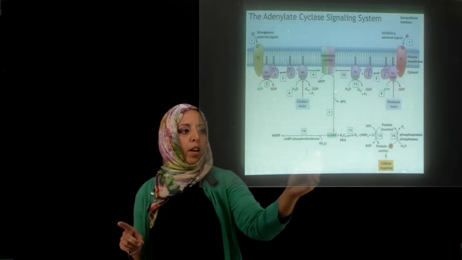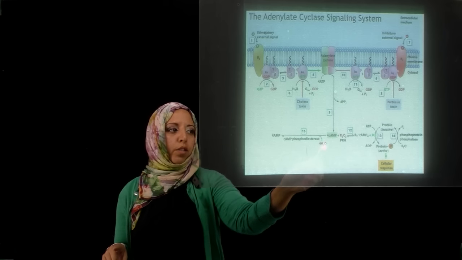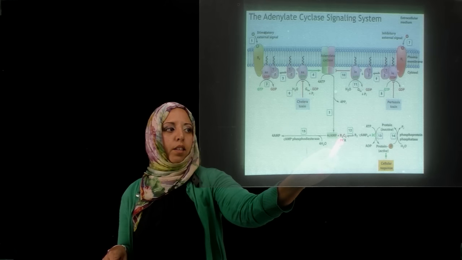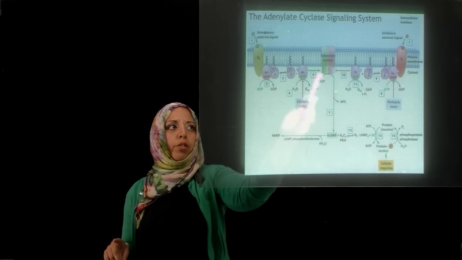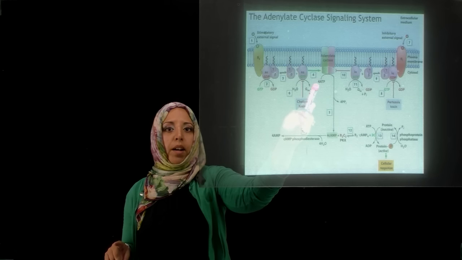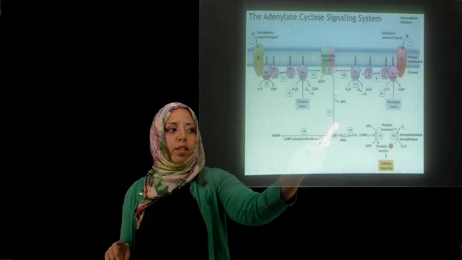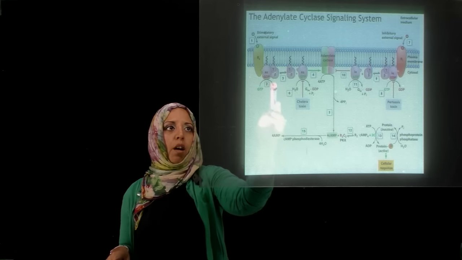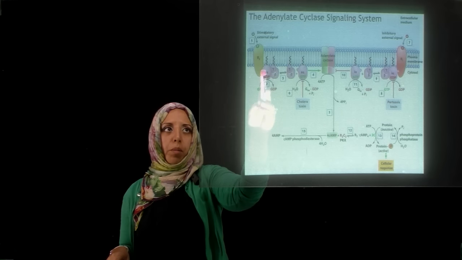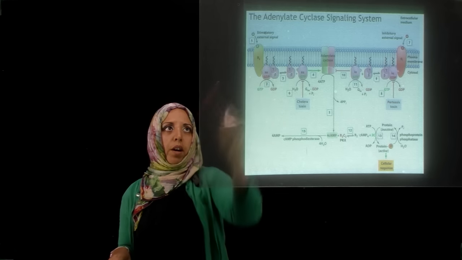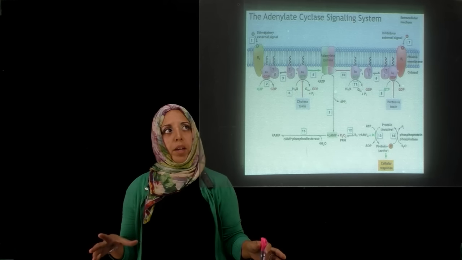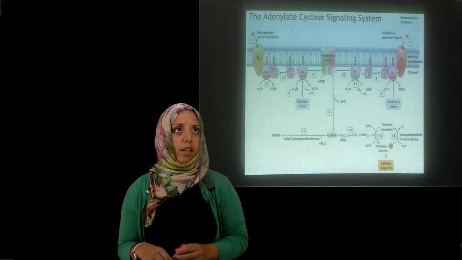So what we talked about in terms of structure on the last few slides is protein kinase A, which has 2 regulatory and 2 catalytic subunits. We also talked about adenylate cyclase that binds ATP, and once it's activated, it converts those ATP molecules into cyclic AMP. We also talked about the heterotrimeric G protein and the receptor that binds to the signaling molecule. All right, so now we're going to take a look at a bigger picture of that adenylate cyclase signaling system.